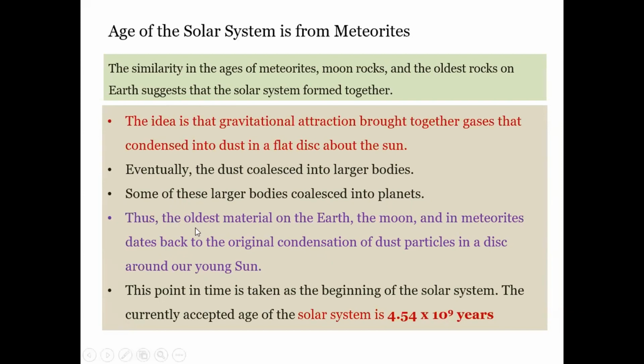And this is the material which can be figured out with the help of dating. This point in time is taken as the beginning of the solar system, and the currently accepted age of the solar system comes to be 4.5 times 10 to the power 9 years.